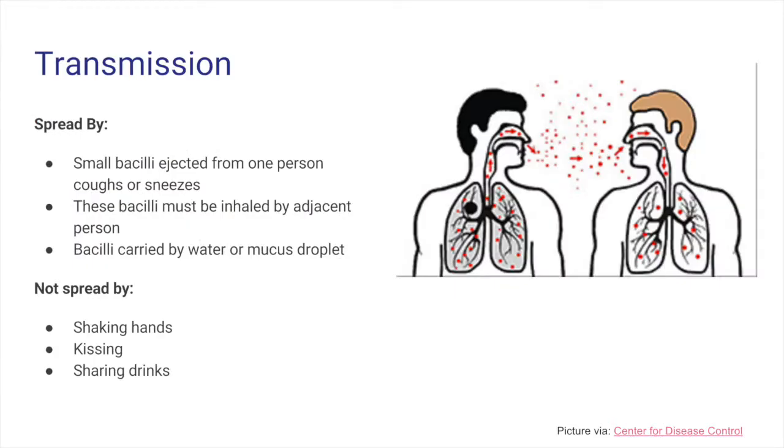We're going to first answer that first question: how is MTB transferred from one person to another, from an infected individual to someone that is uninfected? It is spread by the small bacilli ejected from one person's lungs when they either cough or sneeze. These bacilli need to be inhaled by an adjacent person, someone that's in the room, someone that's close. The bacilli are carried by water or mucus droplets ejected from the person, as shown in this picture. This is actually not spread by shaking hands or sharing drinks or kissing, because these bacilli do need to be inhaled by someone who's uninfected. They need to be inhaled into the lungs for this bacteria to begin growing.